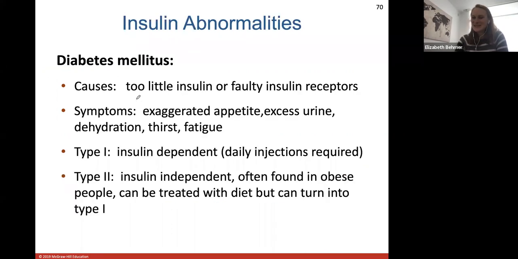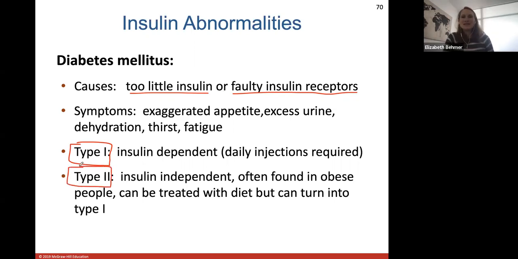Diabetes mellitus, type 1 and type 2, is caused from too little insulin or faulty insulin receptors. The symptoms are always an exaggerated appetite, excess urine, dehydration, thirst, and fatigue. You can be type 1 diabetes mellitus or type 2 diabetes mellitus, and they're very different. Type 1 means that you're insulin dependent. It means that your beta cells in your pancreas are not secreting adequate amounts of insulin.